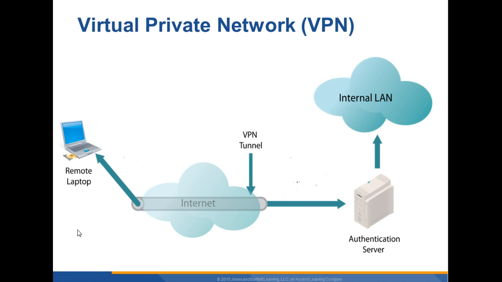Here we see a virtual private network, a remote laptop trying to connect to an authentication server and then from there into the internal local area network across the internet. It is a secure encrypted tunnel across the internet between an authentication server sitting outside the internal local area network and the remote user who wants access to that local area network.